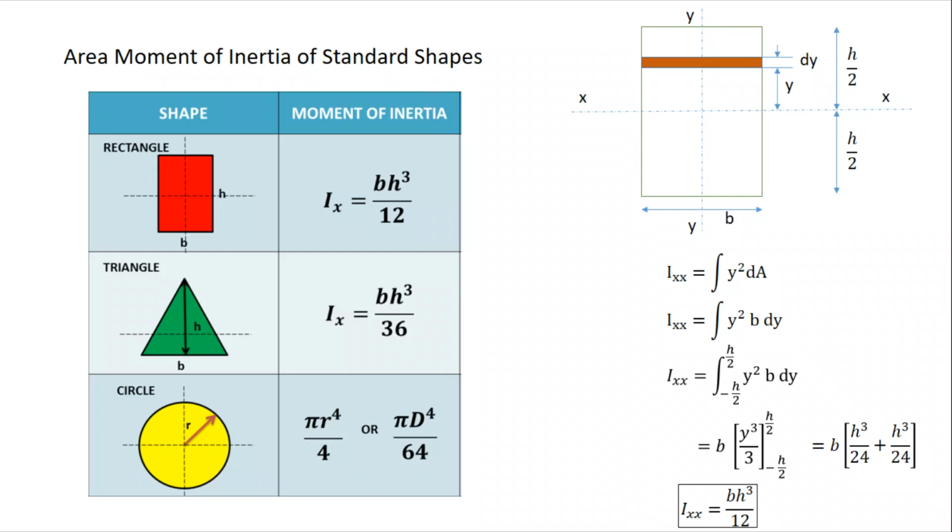In this way we can calculate the area moment of inertia of any standard shape. Then the parallel axis theorem. So what is the parallel axis theorem? Again we consider the rectangle, and with the help of this rectangle we will explain the parallel axis theorem. Consider a rectangle, with the x-axis passing through the midpoint of the height of the rectangle, and the y-axis passing through the midpoint of the width.